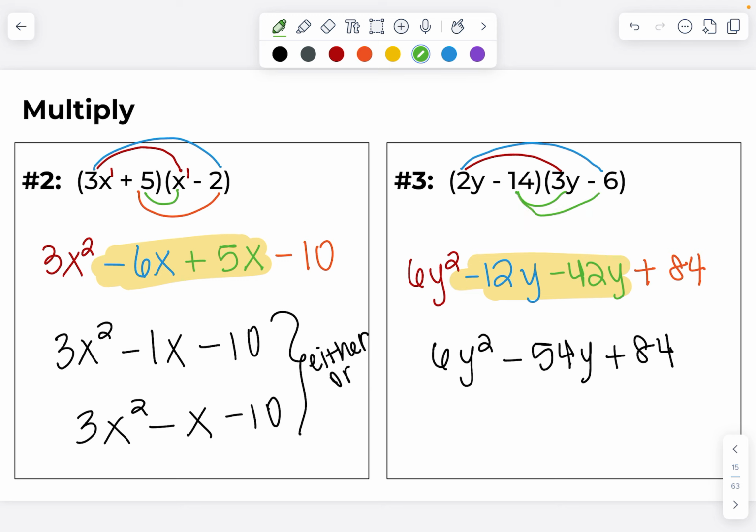And then the last thing, oh, let me change my color. Negative 14 times a negative 6. So again, a negative times a negative gives us a positive. 14 times 6 gives us 84. And then we just have some like terms to combine. So that negative 12 minus 42 gives me that negative 54y in the middle. So that is example 3.